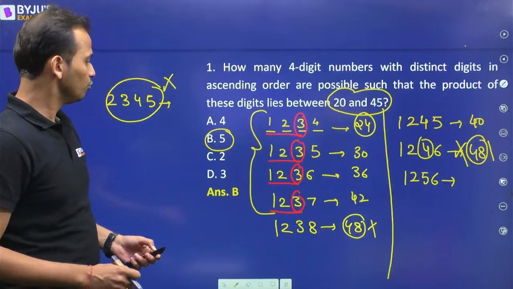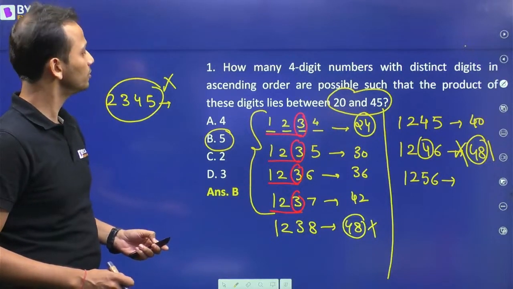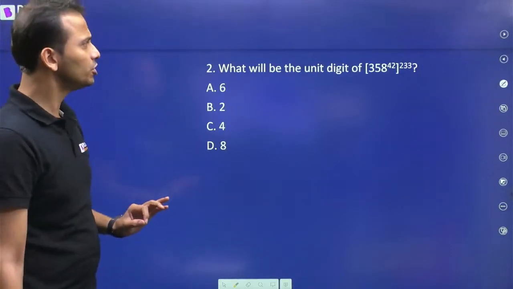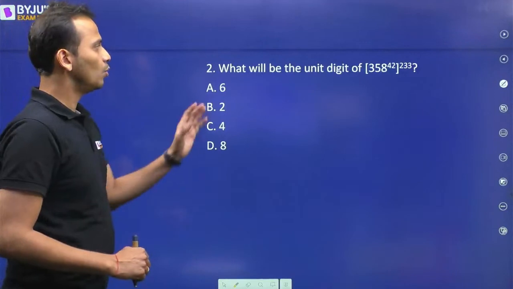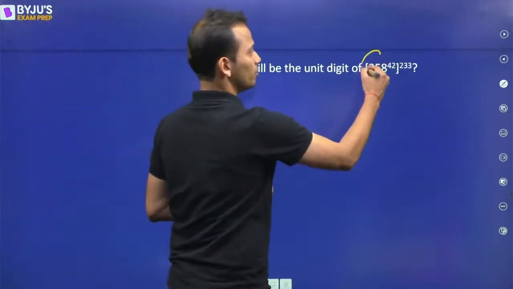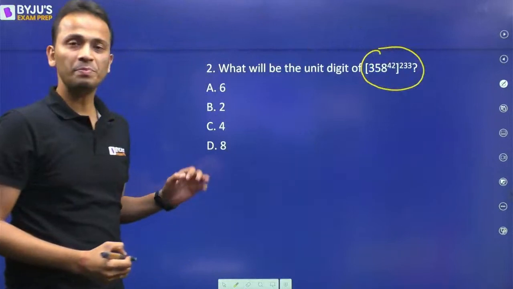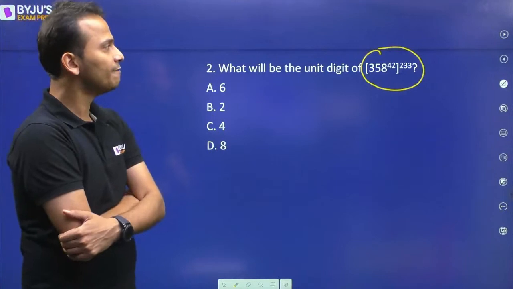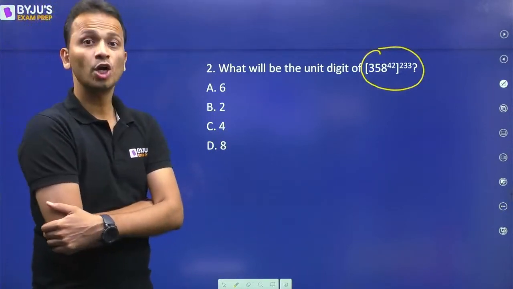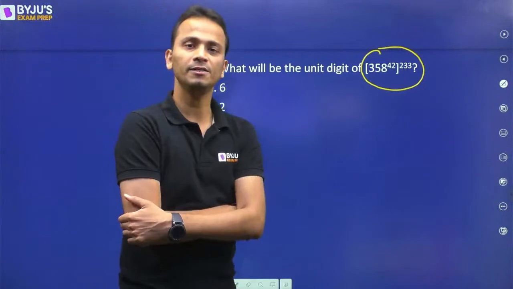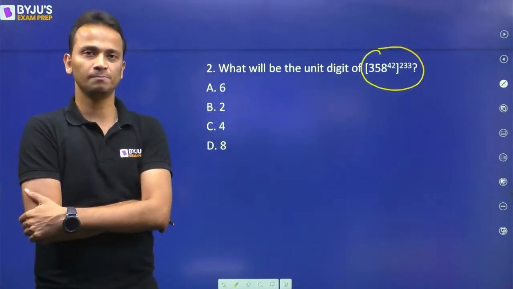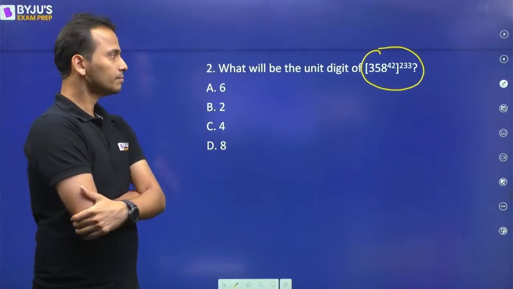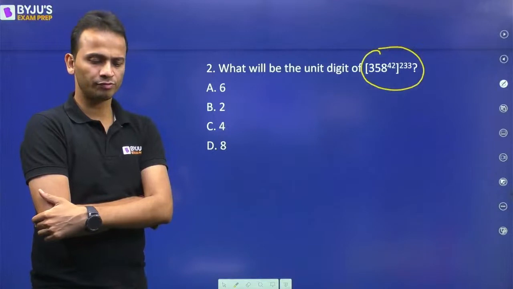All right. Now let's move ahead and look at the next question. Question number 2. Slightly challenging question, slightly difficult question. What will be the unit digit of this number? Be careful with the powers. So 358 raised to the power 42, whole raised to the power 233. This is the actual number. Be careful with the power. You'll have to find out the unit digit of this number.